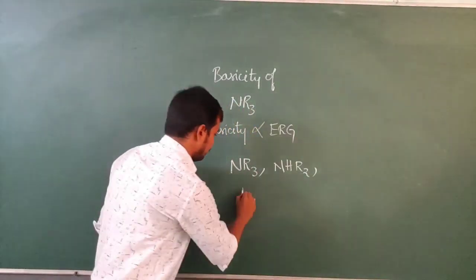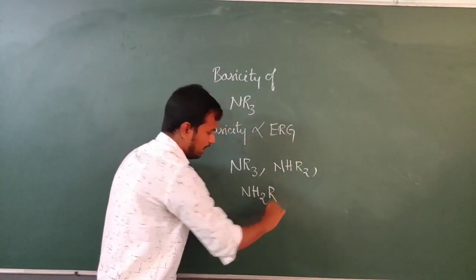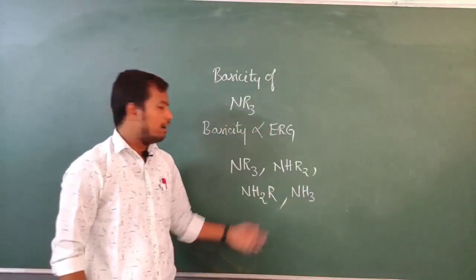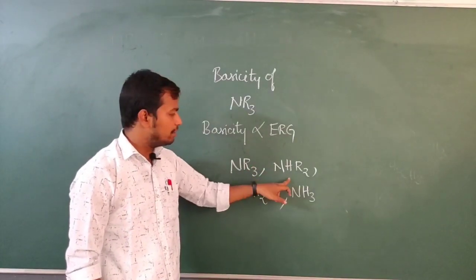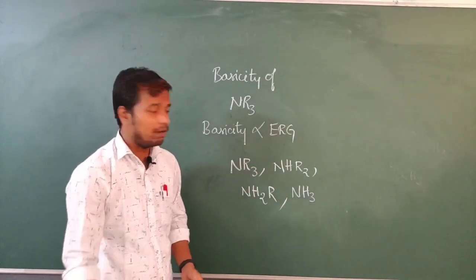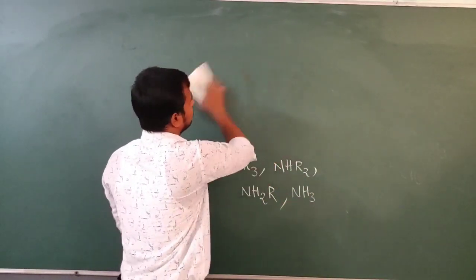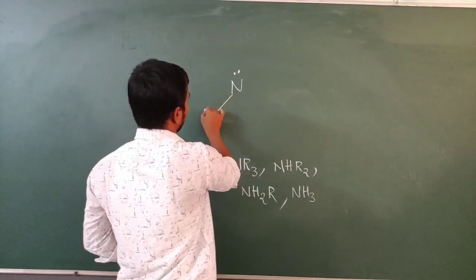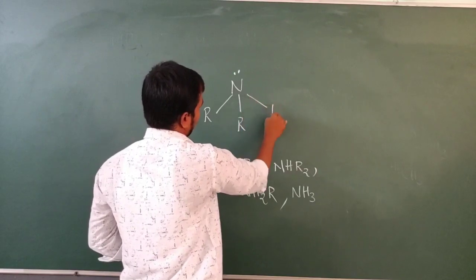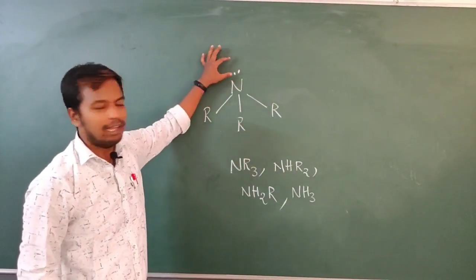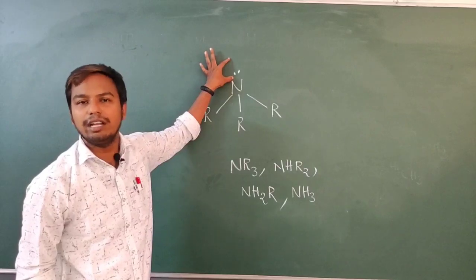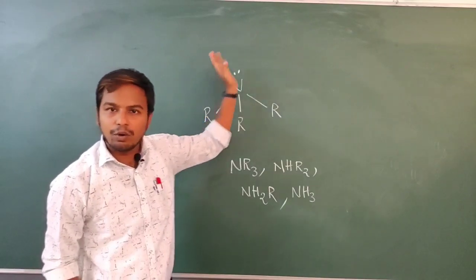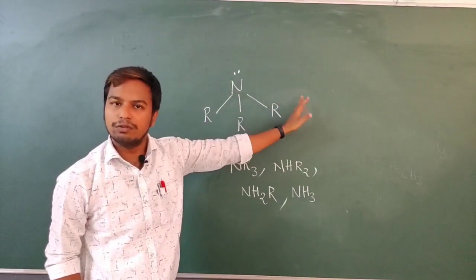Next one, I can take NH2R. Next I can take NH3. So in each of the species I have removed one of the alkyl groups and replaced it with hydrogen. Let's check what would happen. First I take NR3. Nitrogen has one lone pair. As I have told you, basicity is nothing but the availability of electron density on the nitrogen atom. Nitrogen must donate that electron pair in order to show basicity.